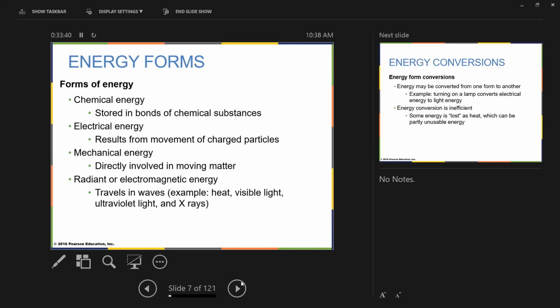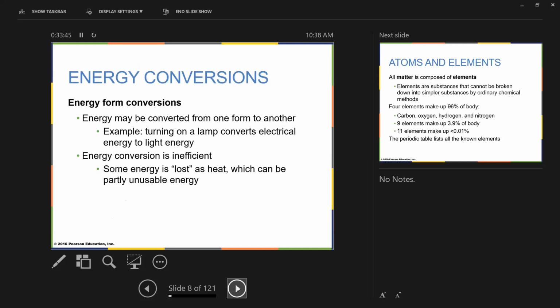Now, one of the things that happens though with energy is we are always converting it from one form to another. We can't control that very well. If you turn on a light, you go from electrical energy coming from the wall outlet or a battery powered light, doesn't matter, to light energy. If you have a flashlight on your phone, that's chemical energy being turned into electrical energy, being turned into light energy.